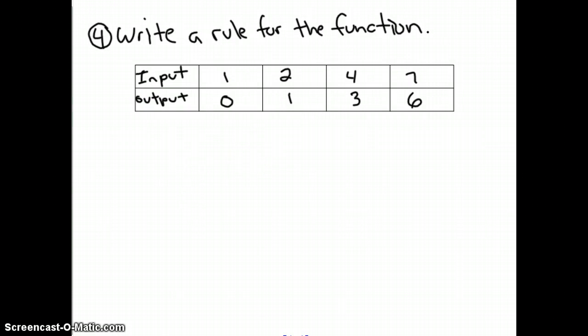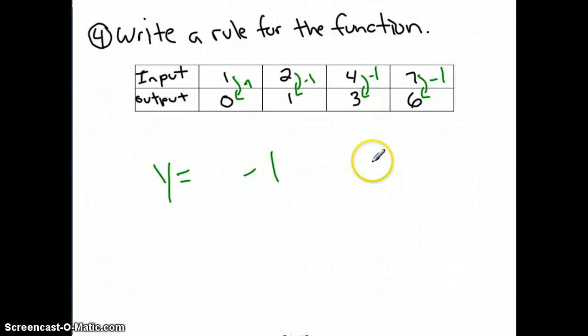Okay. Here's a similar one, just it's going to have a different rule. So again, I'm going to start with this. I'm going to look at what happens to each of the inputs. Well, we start at 1 and it goes to 0, so that's a decrease of 1. We start at 2 and it goes to 1, so that's a decrease of 1. Start at 4 and it goes to 3, that's a decrease of 1. And we start at 7 and it goes to 6, so that's a decrease of 1. So each time it's decreasing by 1.